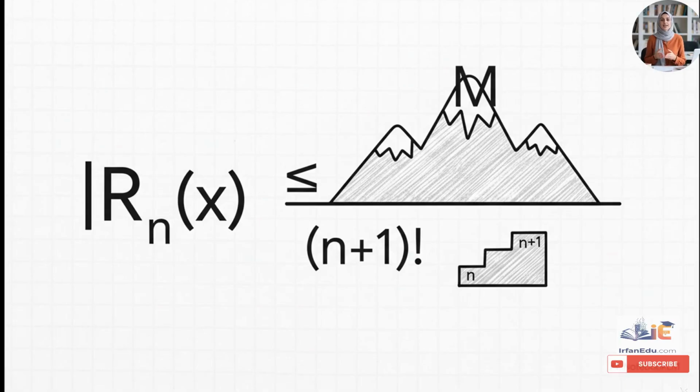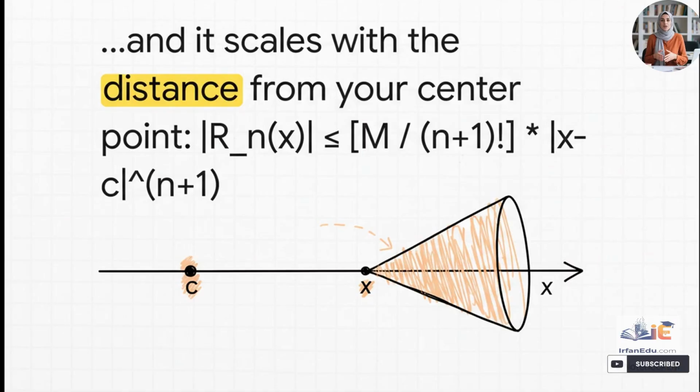Now, pay close attention to that. It's not n factorial, it's n plus 1 factorial. It's always based on 1 degree higher than the polynomial you used. And here it is, the final piece of the puzzle. We multiply that whole fraction by the distance between our point x and our center c, all raised to the n plus 1 power. This part is what makes it all so intuitive. It just means that the further you stray from the center of your approximation, the larger your potential error can become. It just makes sense.